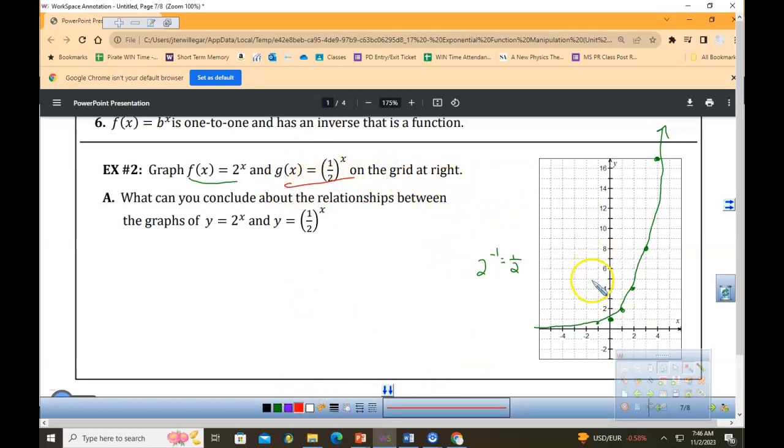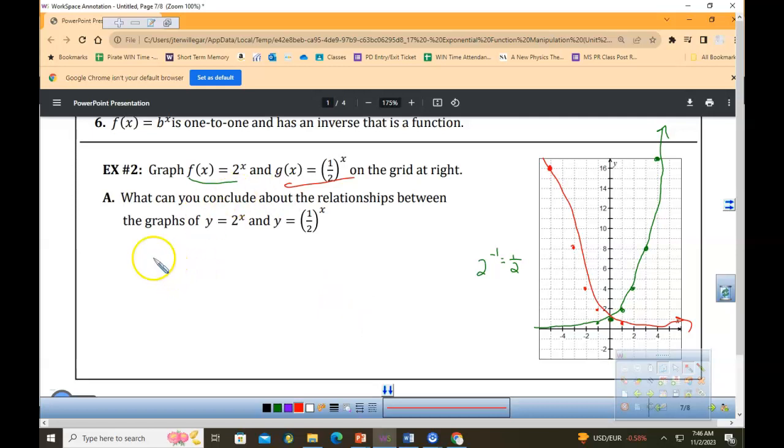1/2 to the x. Now this one is going to be the exact same, but mirrored on the back side. Because it's the exact same function, just flipped, right? Let's see how good I can do, if I can do better. All right, we'll count it. All right. What can I conclude?